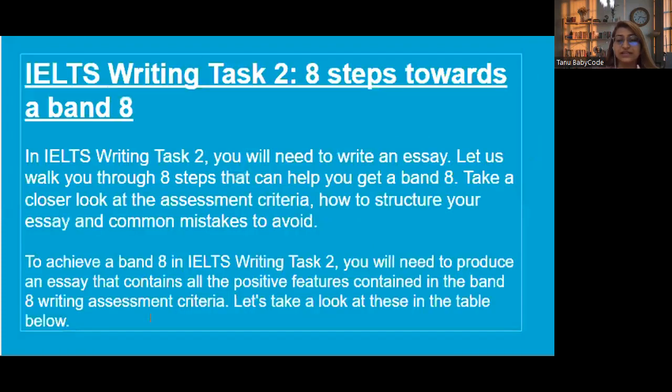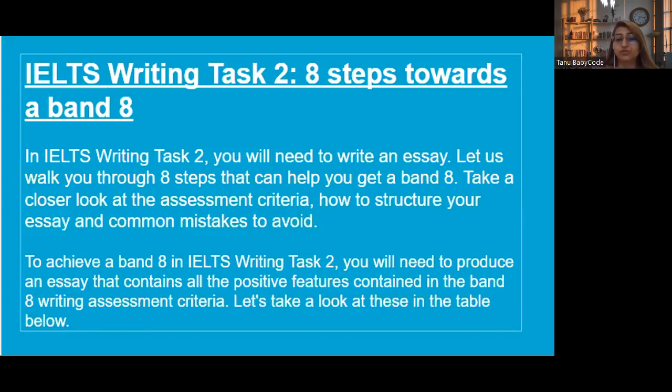So, what are those 8 steps for writing task 2? Now you know that in writing task 2, you have to write an essay. So, I'll take you through those 8 steps that can help you to achieve band 8. We'll have a closer look at the assessment criteria, that means the marking criteria, how to structure your essay, and what mistakes you need to avoid. What are the do's and don'ts basically for all those steps, right?